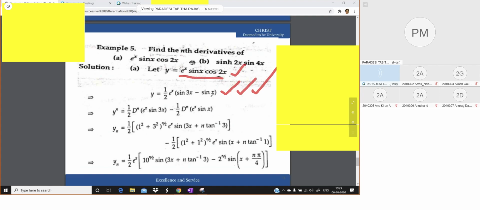Cos A sin B formula is right. 2 cos A sin B. If it is right, then looking at y, decide your nth derivative. Looking at your y, decide your nth derivative.